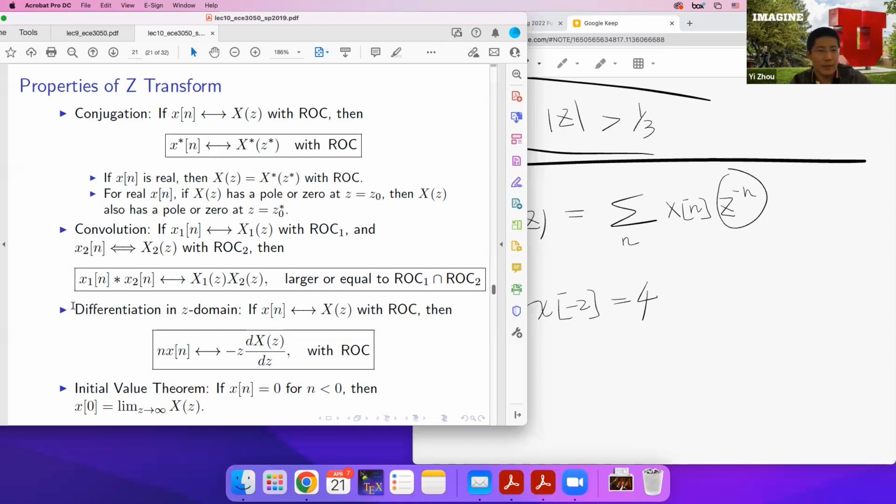And here we have the differentiation in the Z domain property. If you take a derivative in the Z domain and multiply it by negative z, this corresponds to n times x[n] in the time domain. So these are very similar to the Laplace transform, Fourier transform. And this is an initial value theorem similar to the Laplace transform. So if the signal is causal, then the initial value is the limit of the Z transform.